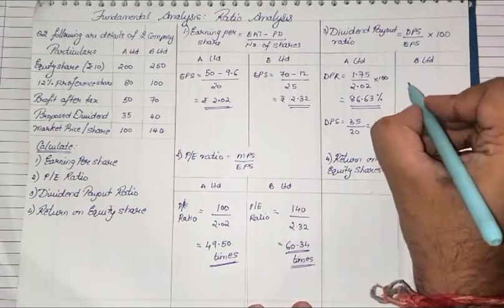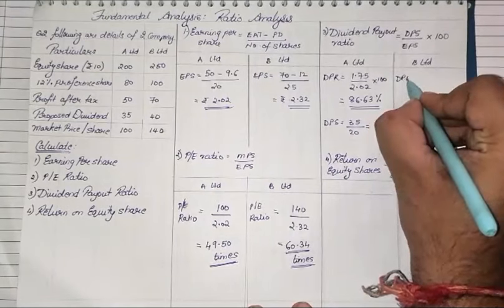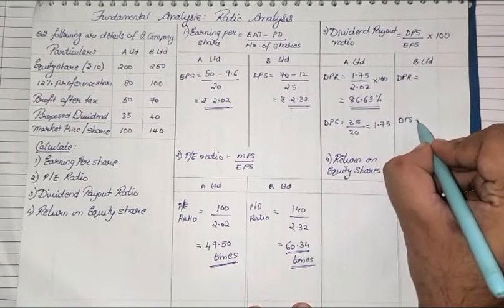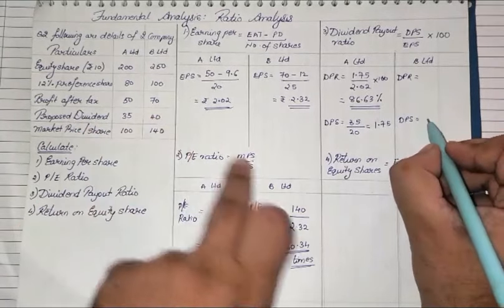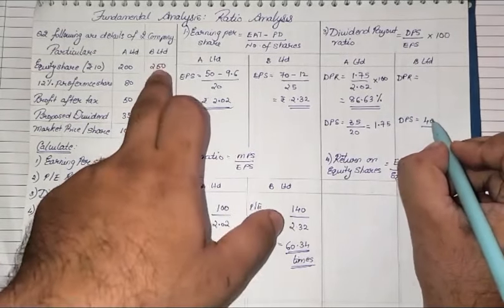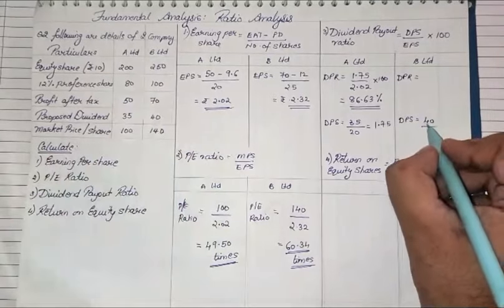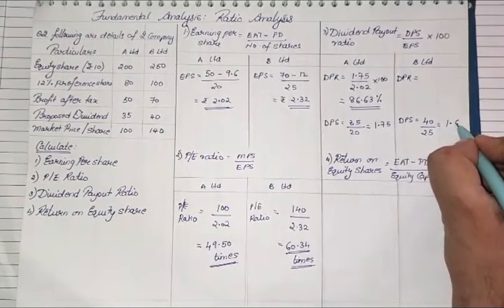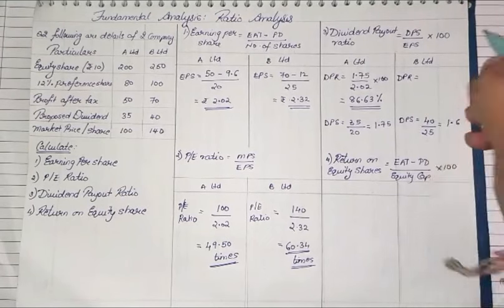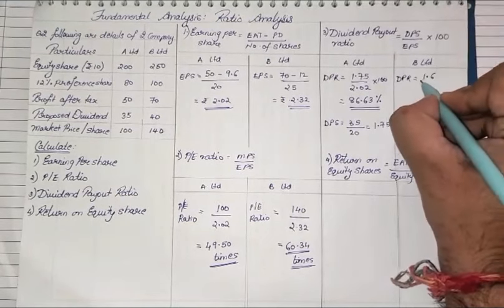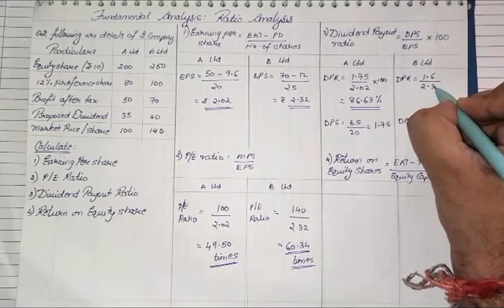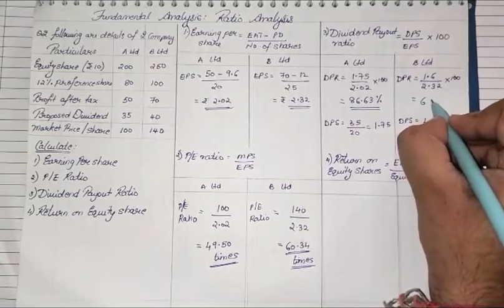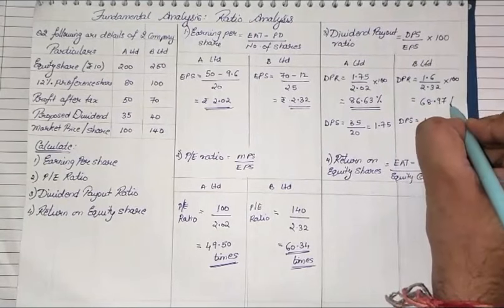Similarly for B Limited, the dividend payout ratio, I need DPS, so DPS will be dividend per share. That is the proposed dividend 40 upon the total number of shares. So it will be 250 divided by 10, which comes to 25. So which comes up to 1.6. So I use that 1.6 upon EPS, that was 2.32 into 100. So which comes approximately 68.97%.